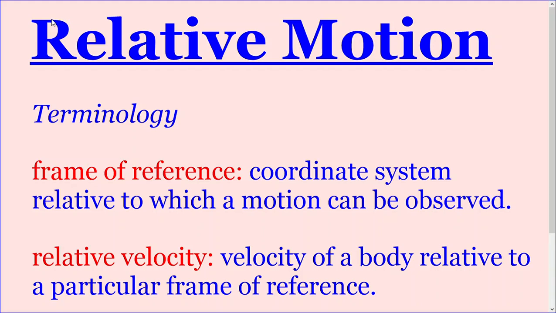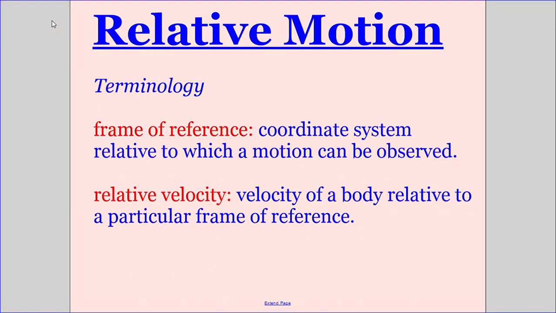So relative motion has just a couple of quick definition terms. It has a frame of reference, so it's a coordinate system relative to which a motion can be observed. And it also has a relative velocity, which is a velocity of a body relative to a particular frame of reference.